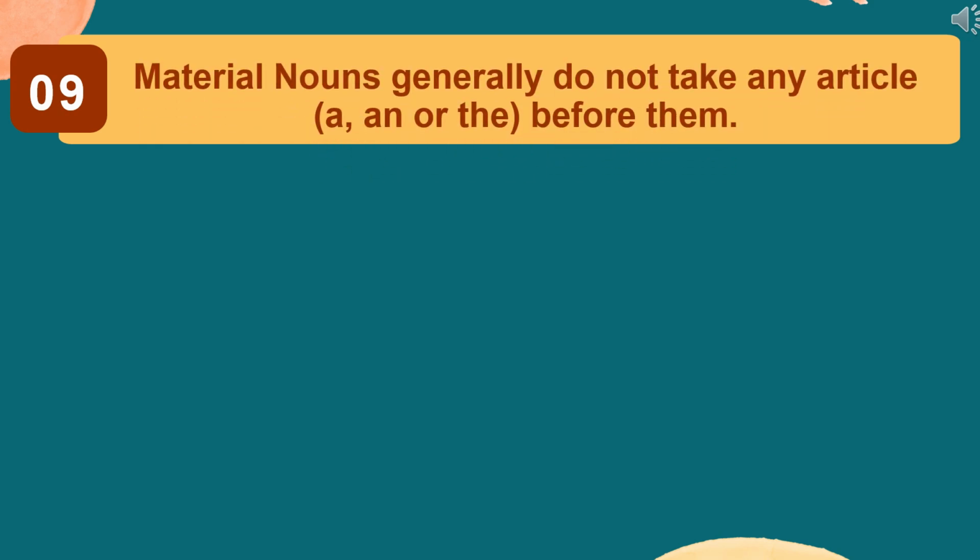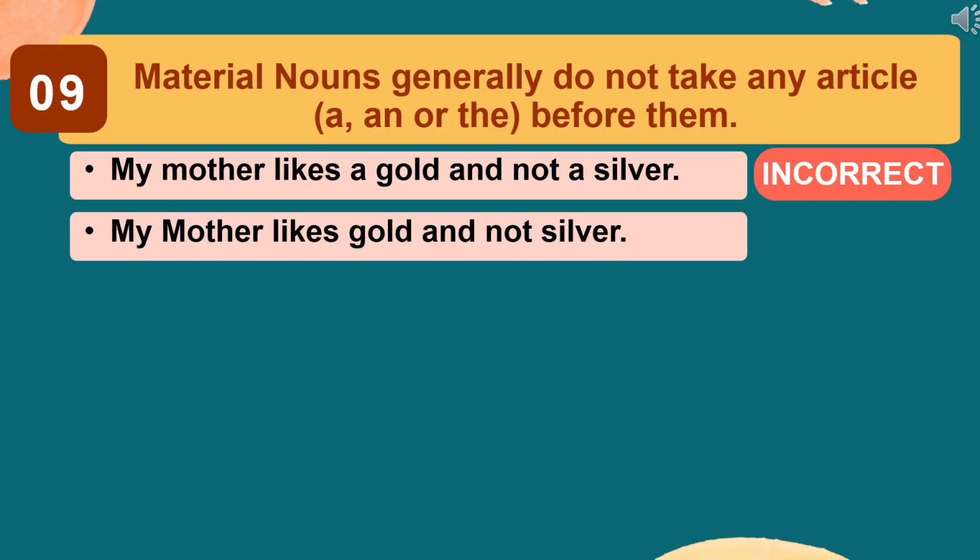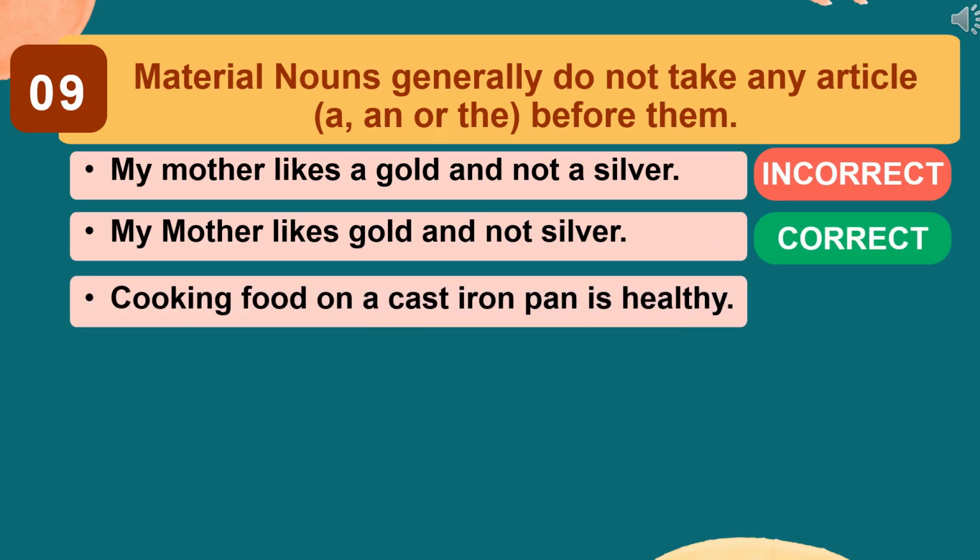Material nouns, names of substances like gold, wood, water, generally do not take any article, a, an, or the, before them when we are referring to the material in a general sense. Let's look at the examples. Example 1, general preference. My mother likes a gold and not a silver. Incorrect. My mother likes gold and not silver. Correct. Referring to the material.